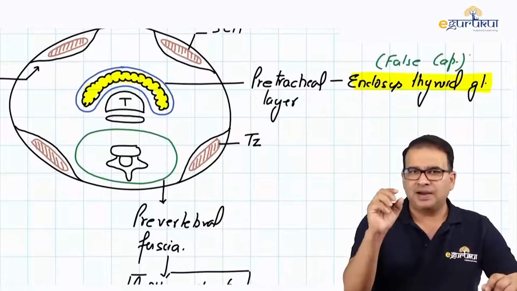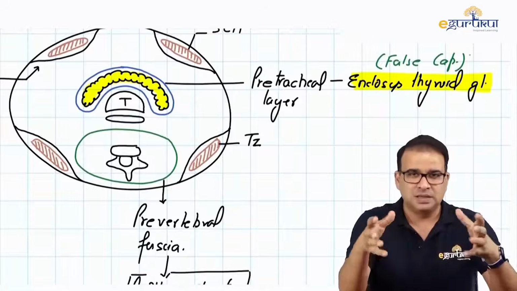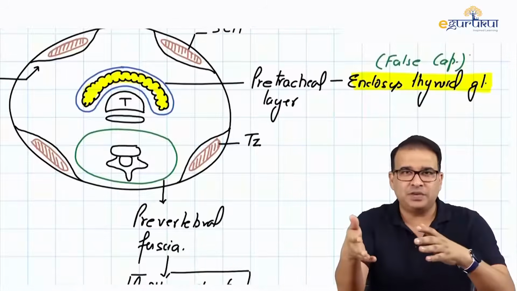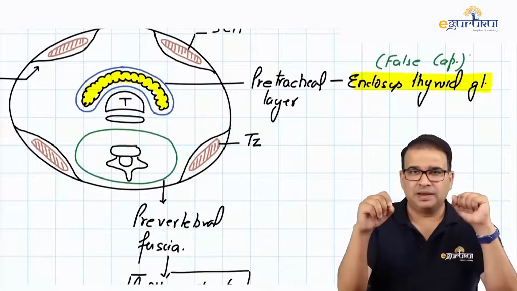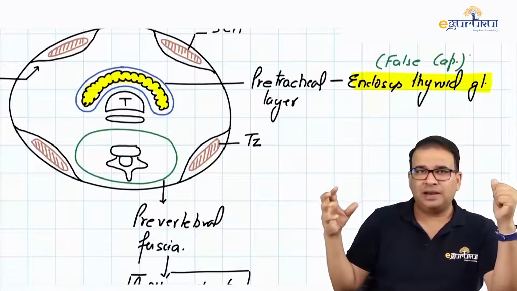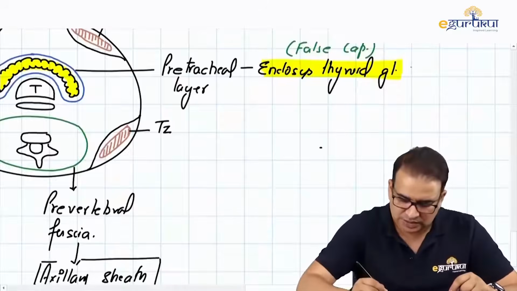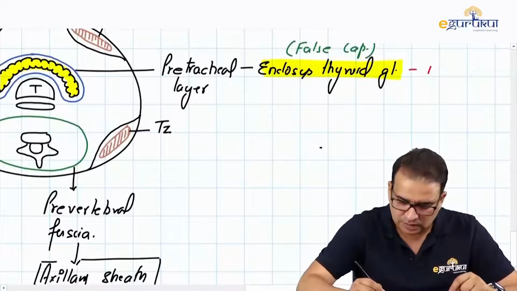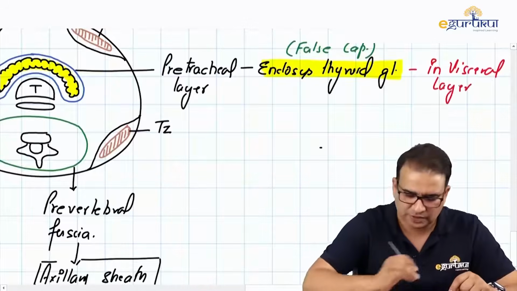A little detail to be added here in the pretracheal layer. Pretracheal layer is actually having two parts. We have a visceral layer of pretracheal fascia and we have a muscular layer. Now, obviously, the thyroid gland is a viscera. So, thyroid gland is present in the visceral layer. So, it is enclosed in visceral layer of pretracheal fascia.